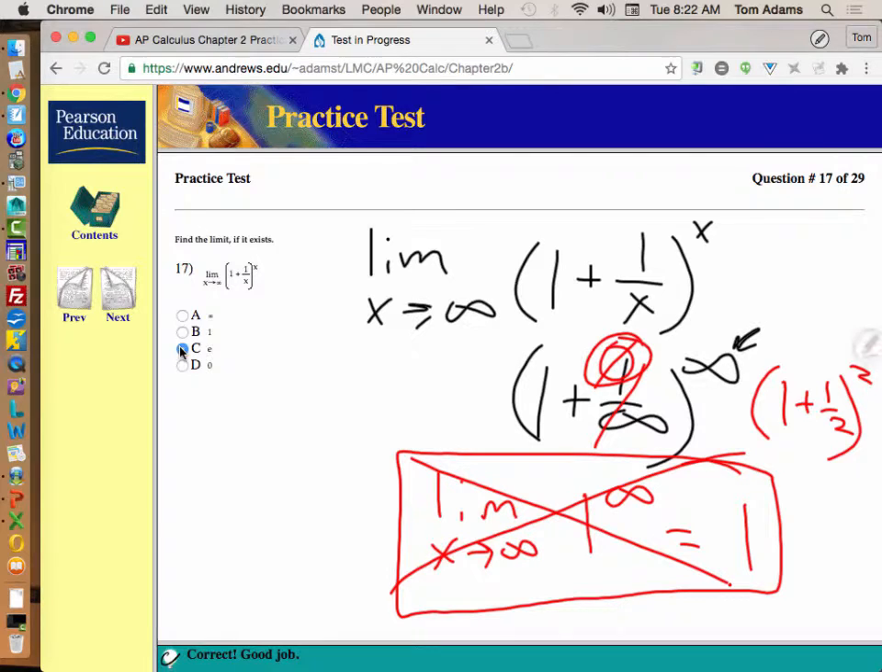Okay? And remember, e is a number like pi, it's irrational, but it's approximately 2.72. Okay? Moving on.